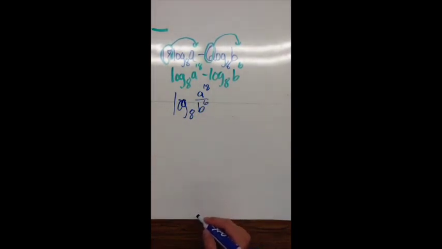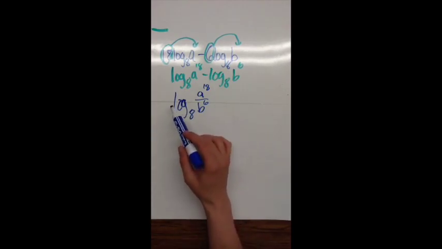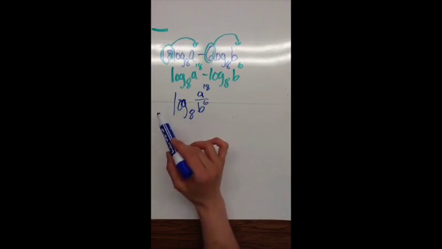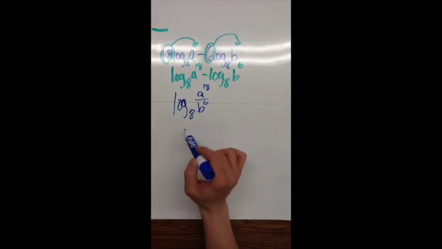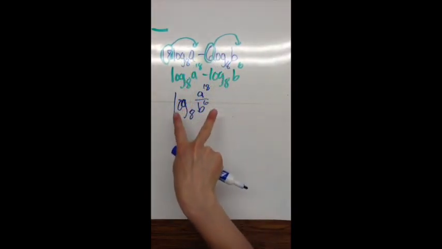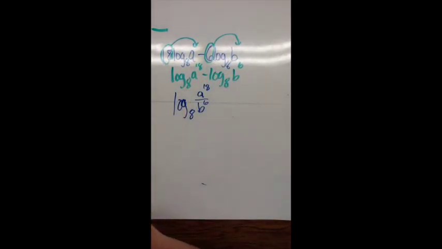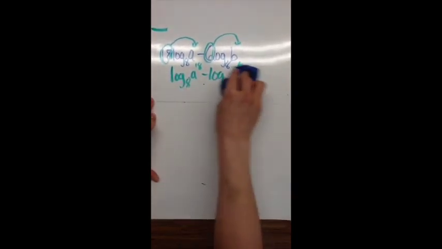Okay? I know I'm done condensing when I don't have anything being multiplied out in front of the log, and I don't have more than one log. So see how log is only written once? So now I know that I'm done. So we went from 2 logs into 1 log. So we're condensing into 1 log. So let's take another look at a problem.